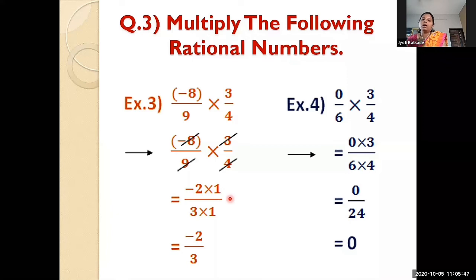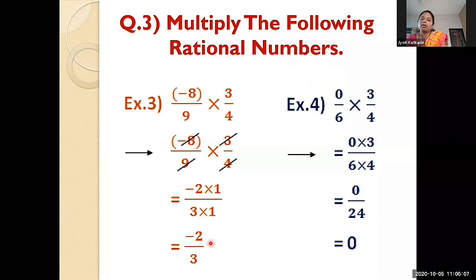2 1s are 2, but there is a minus sign, so we get -2. -2 into 1, we get -2, and 3 into 1, we get 3. Now our answer is -2/3. If you have any doubts, ask me in the chat box, okay?